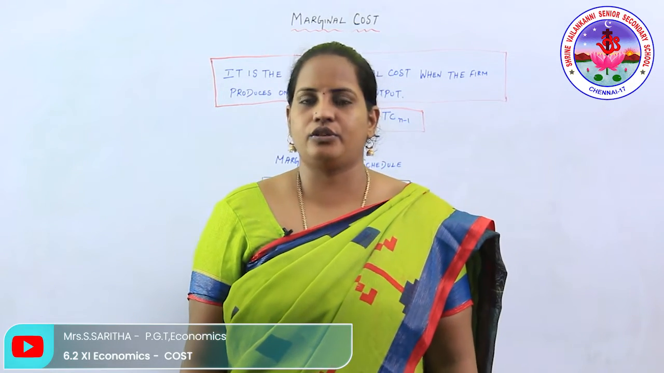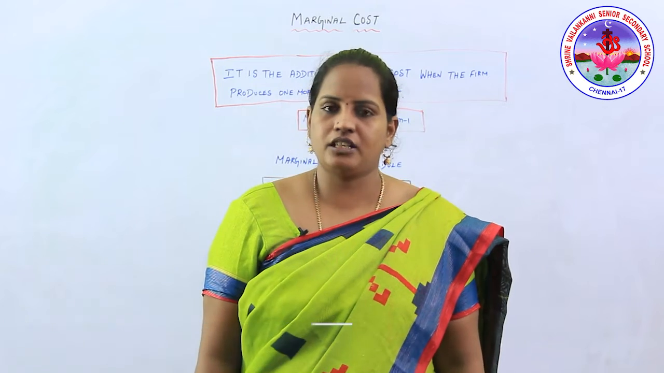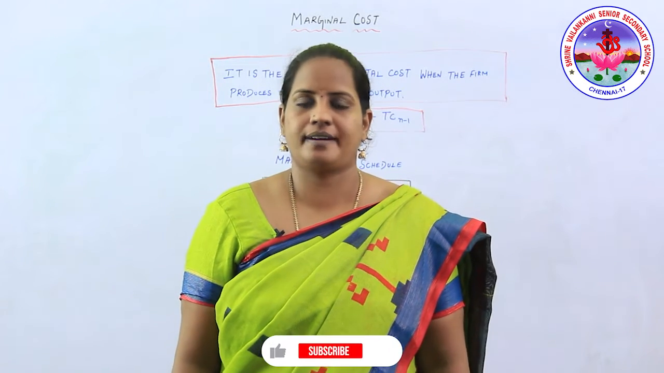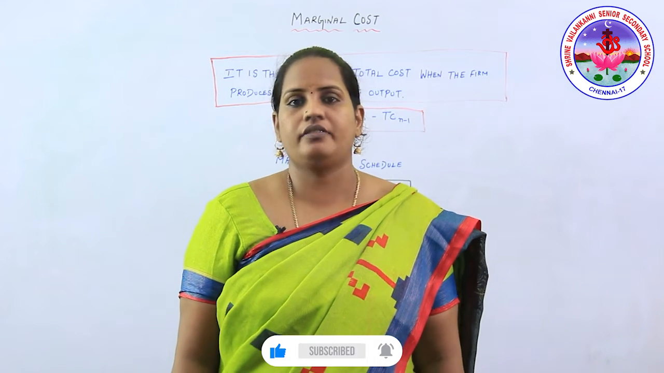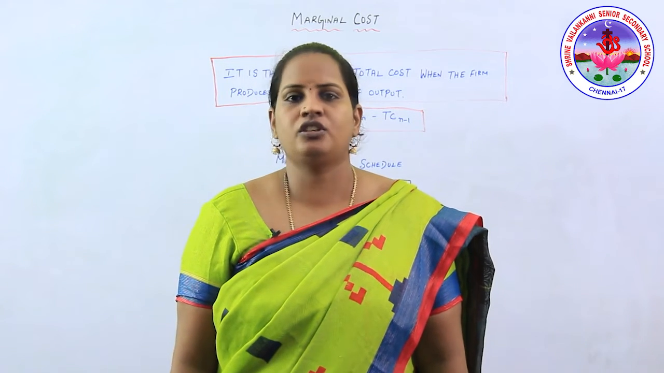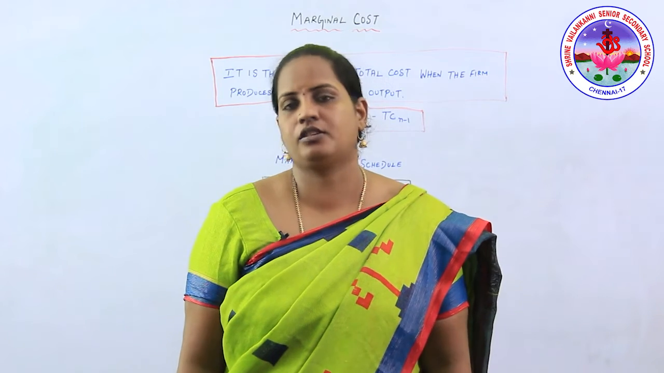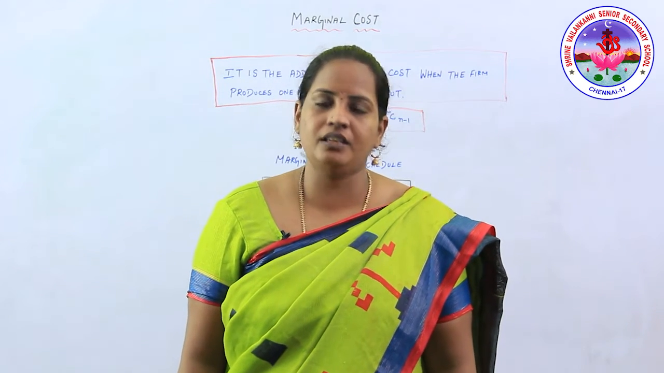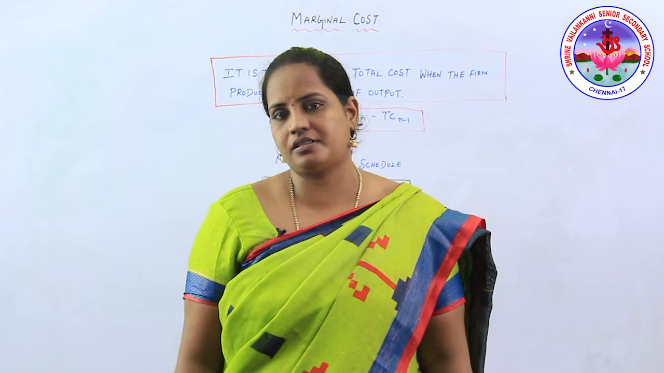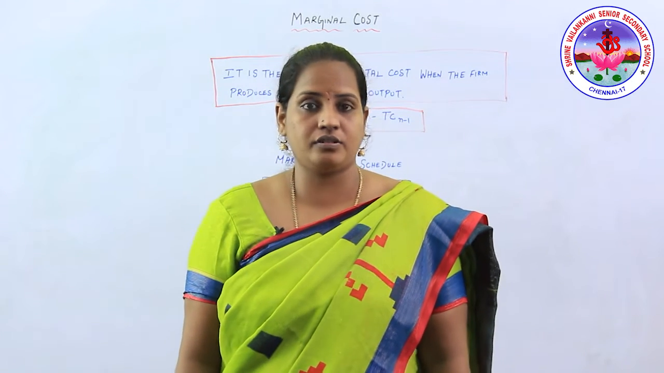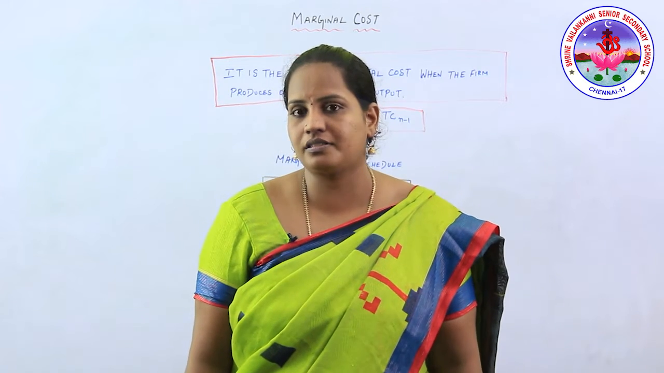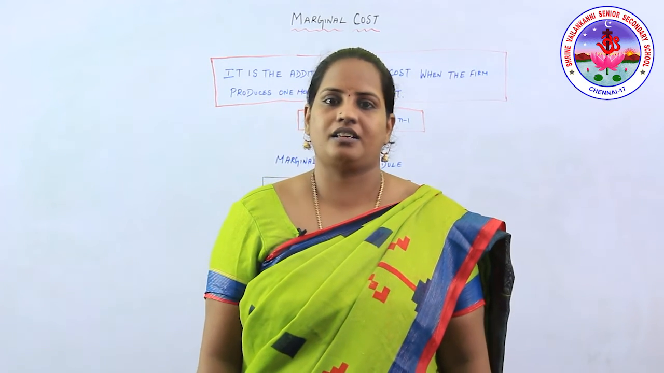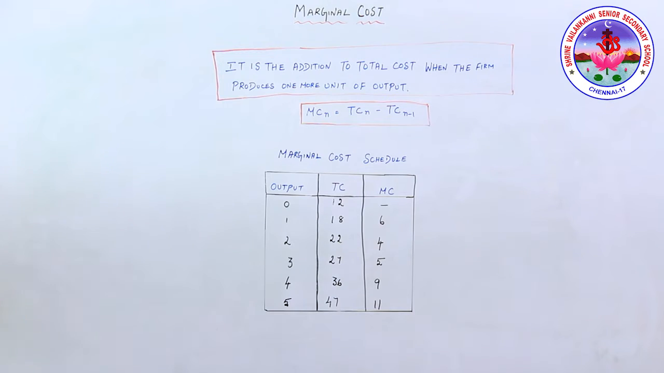Today we are going to continue with marginal cost. In marginal cost, we are going to see what marginal cost is, with the diagram as well as with the schedule. And later on, we are going to see the relationship between total cost and marginal cost, and the relationship between average cost and marginal cost. We are also going to see, in a single diagram, average variable cost, average total cost and marginal cost. Let's start with the first one, marginal cost.